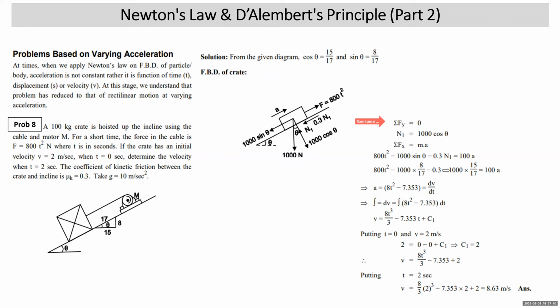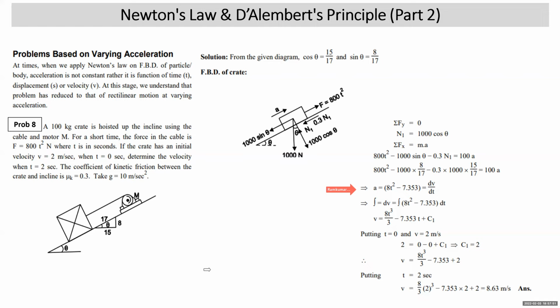After substituting cos theta and sin theta values, it gets reduced to a = 8t² + 7.35. So students, in this type of problem, when any of the forces on the free body diagram is a function of time, we can understand that it's going to reduce to acceleration as a function of time. If any force on the FBD is a function of s, then you'll understand acceleration will come out to be a function of s. If any force on the FBD is in terms of velocity, that means your acceleration will finally come out to be in terms of velocity. So depending upon whichever way it reduces, accordingly, we will deal with the problem of varying acceleration.